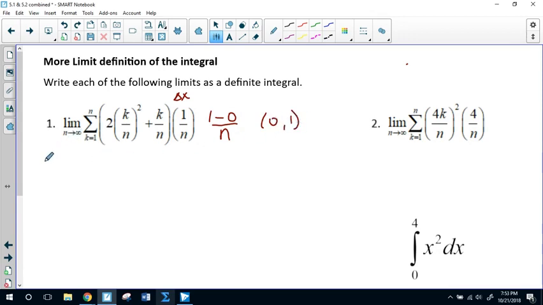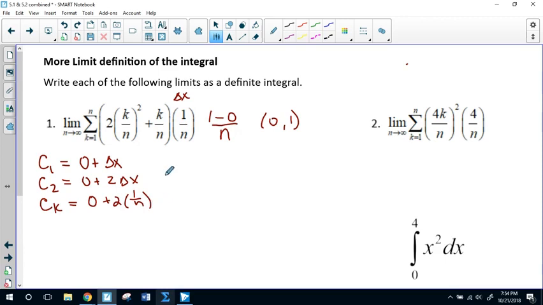And then we're going to, again, work kind of backwards. So knowing that c sub 1, now my left bound would be 0 plus 1 delta x. And then that means my c sub 2 would have been 0 plus 2 delta x, which means my c sub k would have been 0 plus 2 times 1 over n times k. I forgot my k.